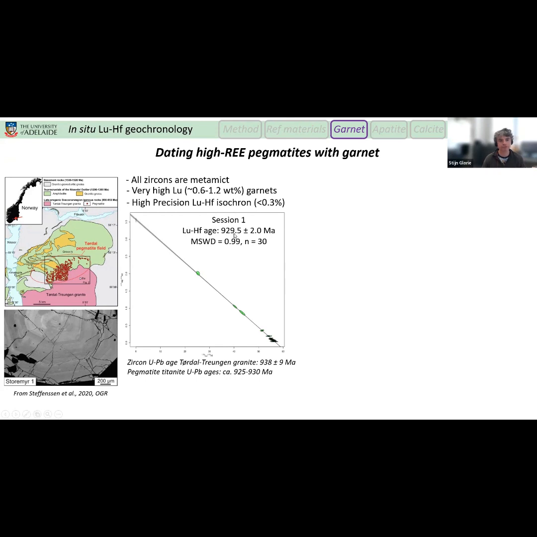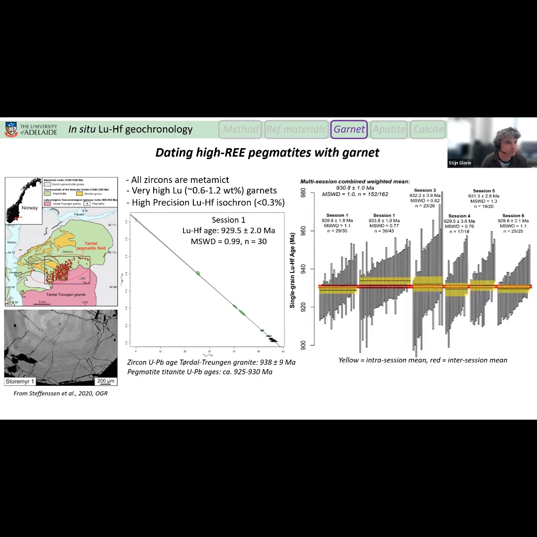So we get an age here of 925 plus or minus 2 million years. Now, the same sort of garnets are dated several times to understand how reproducible our dates are. And over multiple sessions, we're getting these values here. I've taken this cluster at the bottom here, which is very radiogenic, and I've calculated single spot ages for all those, and just line them up over different sessions.